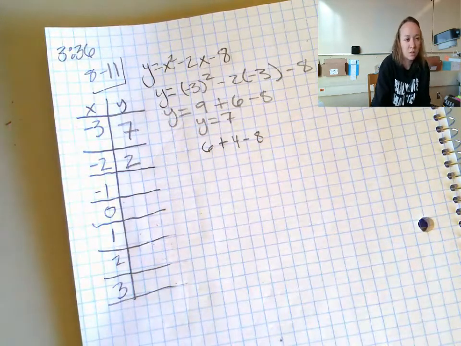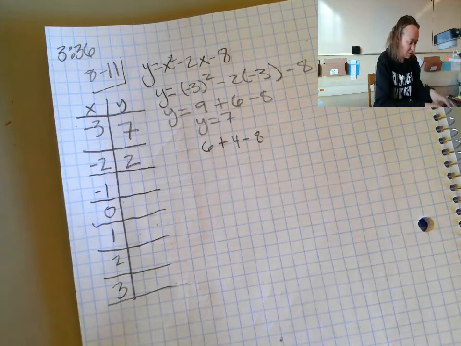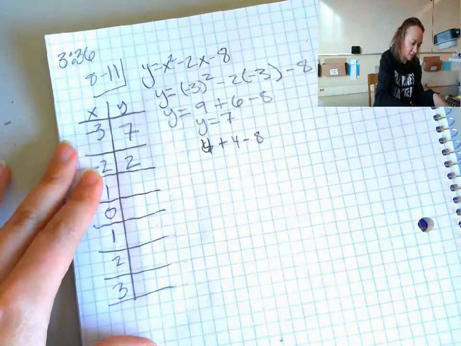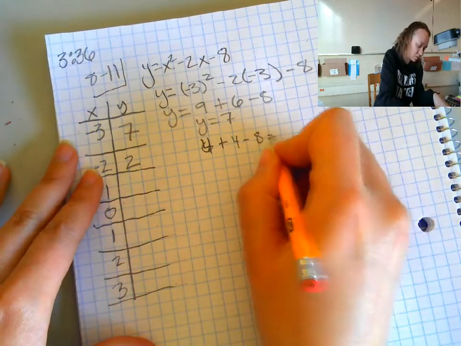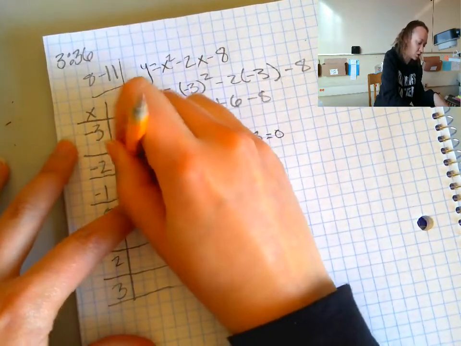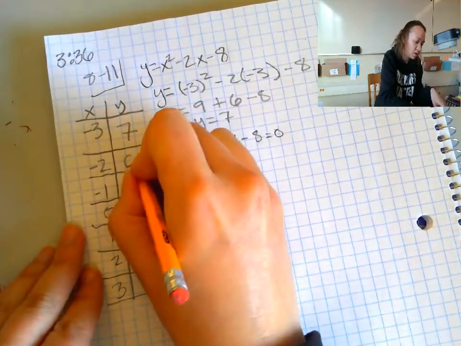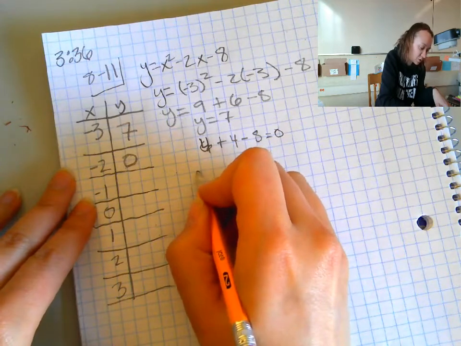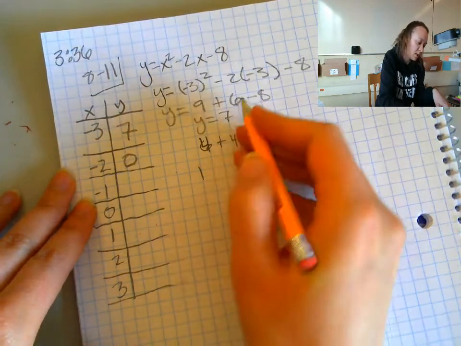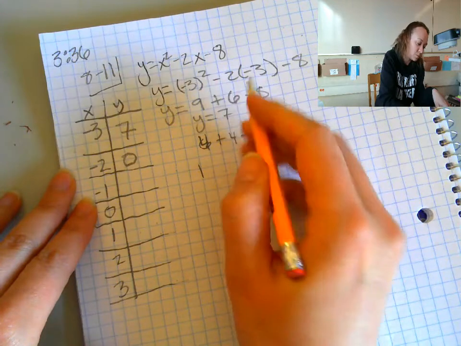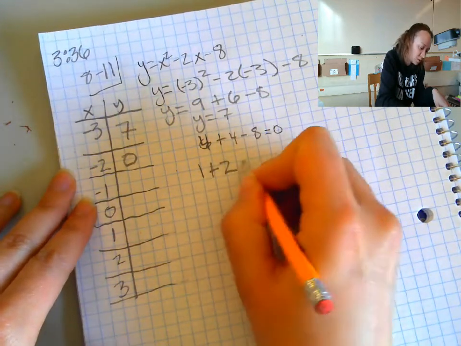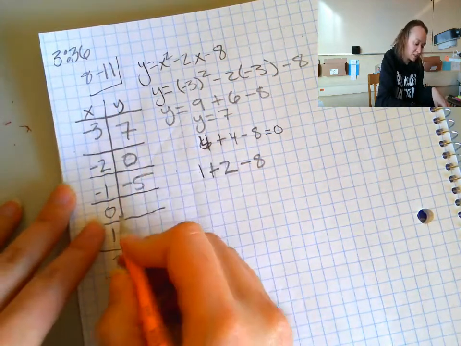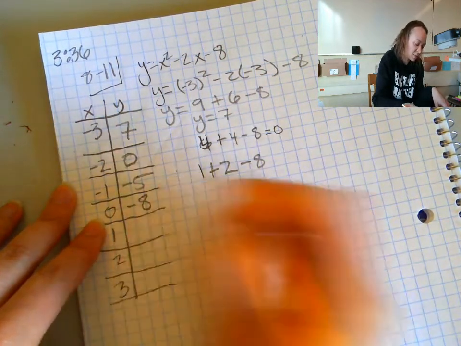-1. That would not be a 6. -2 squared would be a 4. 4 plus 4 minus 8 would be 0. So when it's -2, y should equal 0. When x is negative 1, that would be negative 1 squared is 1. And then negative 1 times negative 2 would be plus 2 minus 8, that would be negative 5. When x is 0, my y-intercept is negative 8.